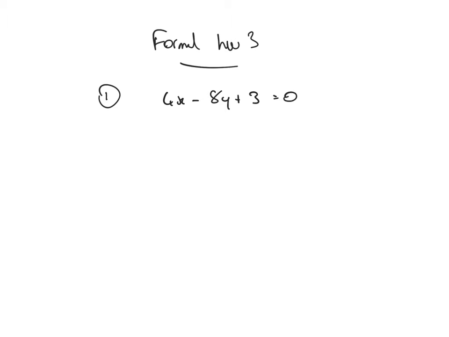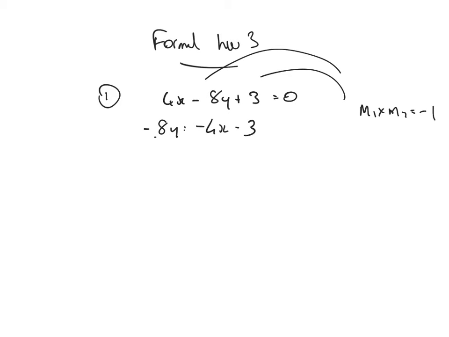Okay, so if it's perpendicular, it's going to involve m1 m2 equals minus 1 and flip and invert. First thing I need to do is write this in the form y equals mx plus c. So let's bring that stuff across, and I've got minus 8y equals minus 4x minus 3. That's by bringing them across and changing the sign. I can then change the sign of everything: 8y equals 4x plus 3. y equals 4 over 8 x plus 3 over 8.